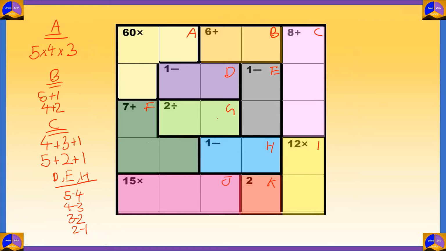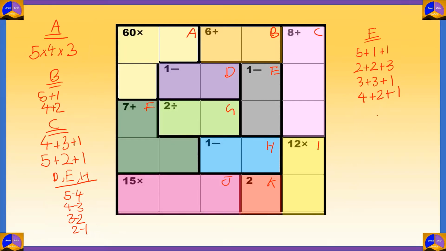Now, let's look at cage F. In this cage, there are 3 cells and the operation is addition. After adding, our result will be 7. So the options are 5 plus 1 plus 1, 2 plus 2 plus 3, 3 plus 3 plus 1, and 4 plus 2 plus 1.